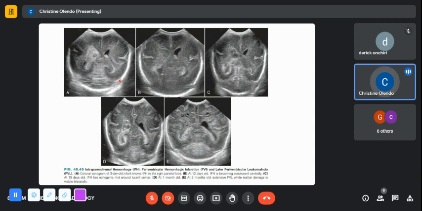So the first image, the baby is at 3 days old. Then B, we're at 12 days. And then C, we're at 19. And then at D, we're at 1 month, and at 2 months old, we're seeing periventricular leukomalacia, the formation of cysts bilaterally. So this is a sign of white matter damage that is seen bilaterally, caused by the hemorrhage. So you can have either periventricular leukomalacia or porencephaly as a complication.